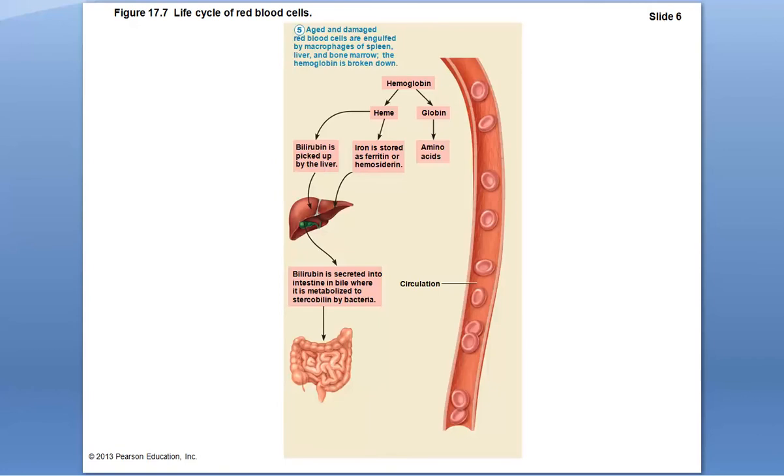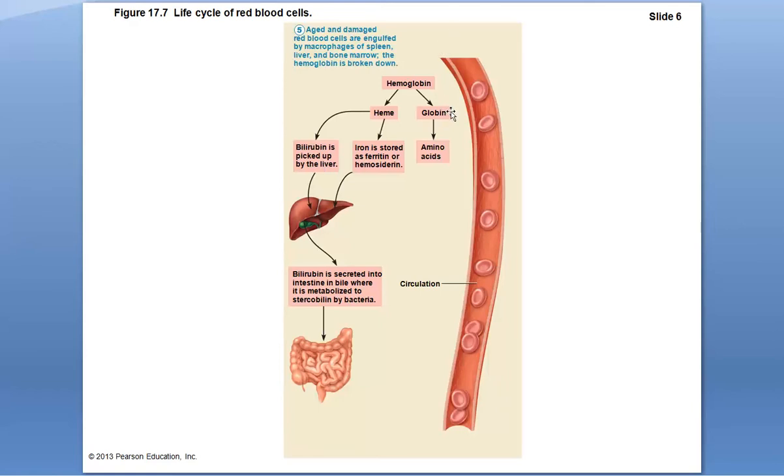So let's now look at how those red blood cells that have reached the end of their life cycle, just not functioning as well as they could or should, are recycled. So that occurs because those red blood cells are phagocytized by macrophages. Those are derivatives of white blood cells called monocytes, and that occurs in the spleen, the liver, and the bone marrow. So the first thing that happens is the hemoglobin is broken down.